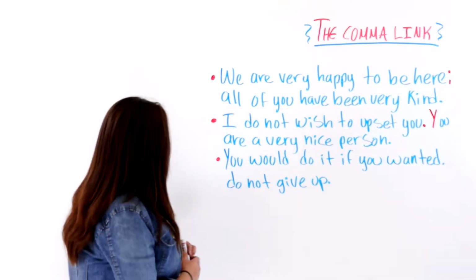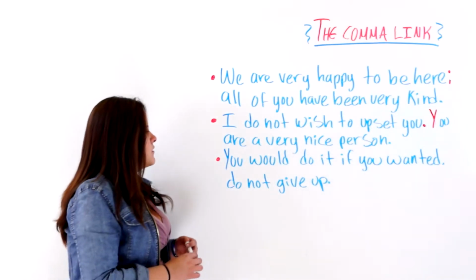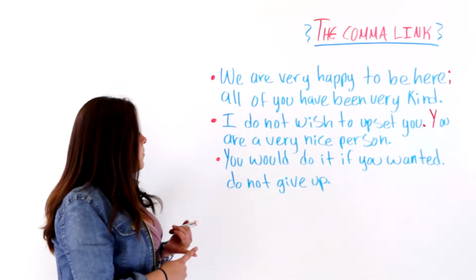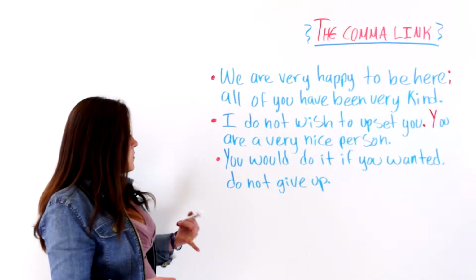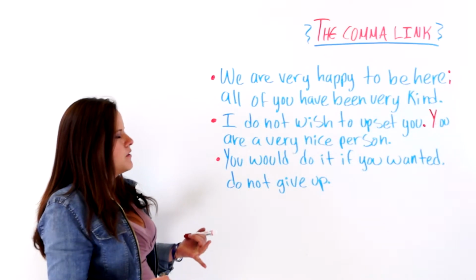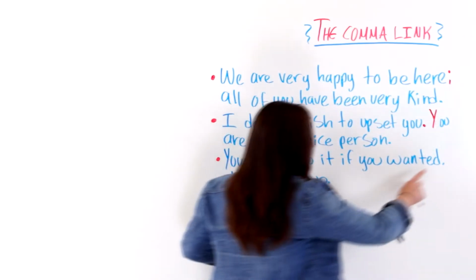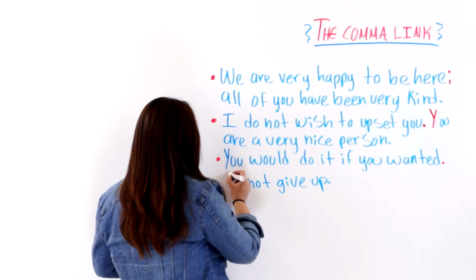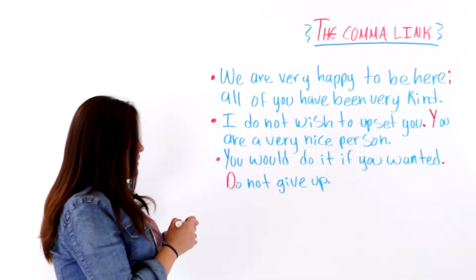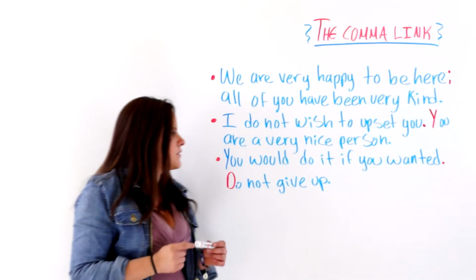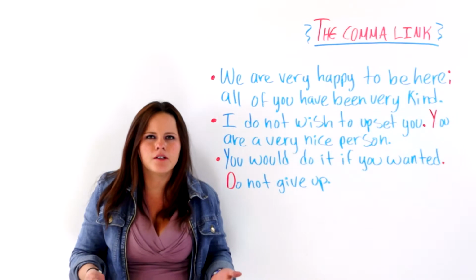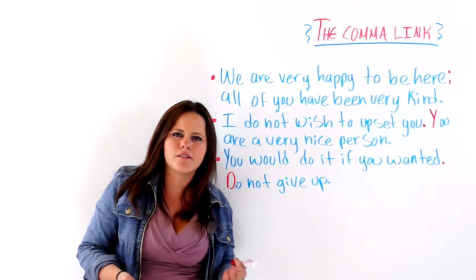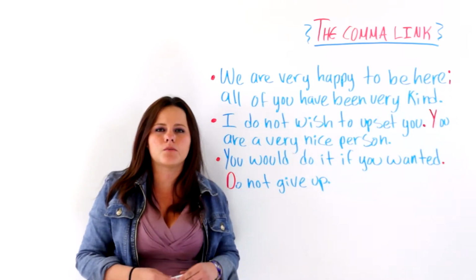All right, the last one. You would do it if you wanted, comma, do not give up. You could use a semicolon, or you could also change the words and say, you would do it if you wanted to. You should not give up. Or simply, period, capitalize the next letter, do not give up, and break it up into two sentences. So this is the way you avoid, or you can correct, the comma link or the comma splice, a very, very common error in writing.